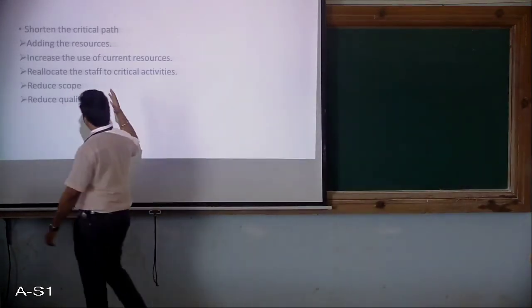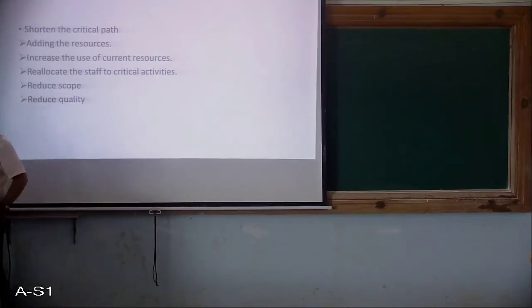Okay, so what is shortening the critical path? In shortening the critical path, we have analyzed some points. The first is adding resources, increasing the use of current resources, reallocating staff to critical activities, reducing scope, and then reducing quality up to some extent. Reduced quality means you cannot put in all low-quality products, but up to some extent you can compromise on that particular quality. So the first point is adding the resources.